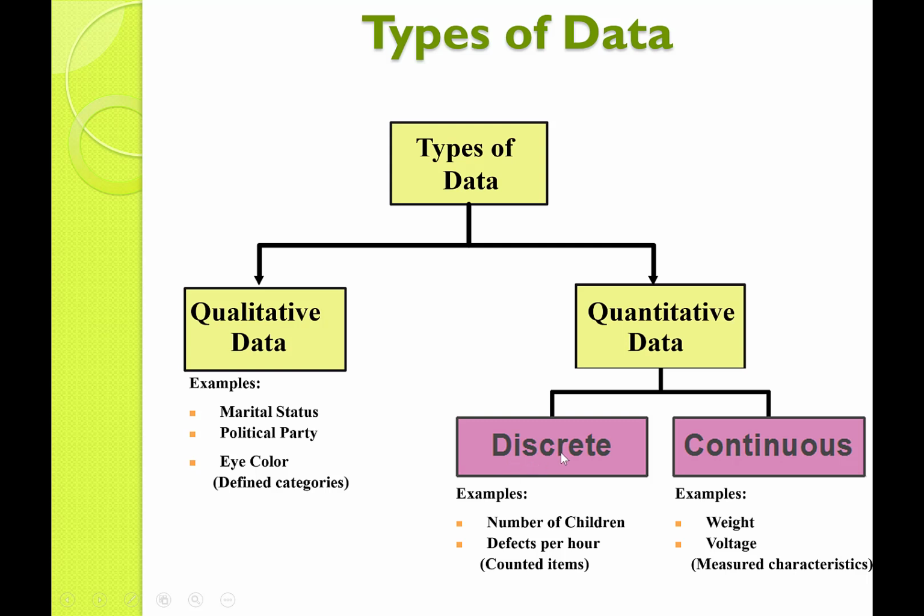Discrete means the data which comes from counting process, like number of children we count. By counting procedure, it is called discrete data. If data comes from measuring process, it is called continuous data. For example, we measure height, weight, voltage, temperature. These are the examples of continuous data.